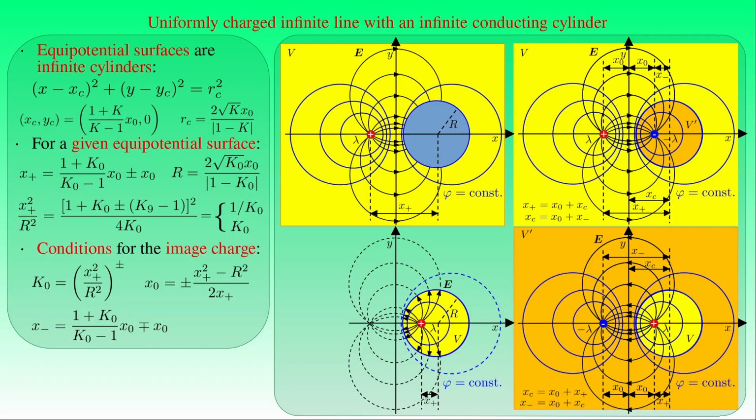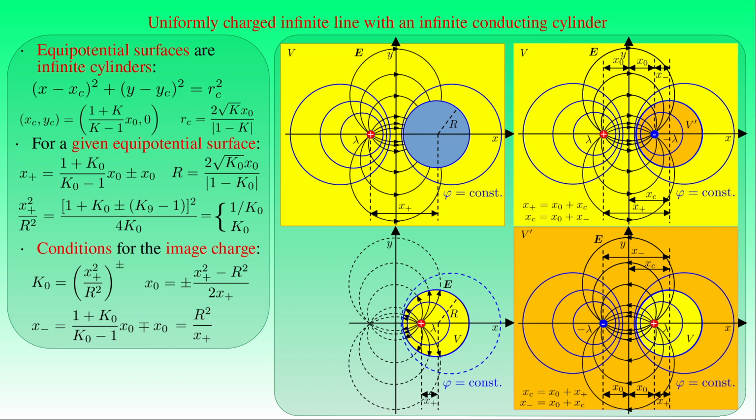By inserting the expression obtained for x naught into the right-hand side of this equation, we find that the distance x sub minus of the image line charge from the center of the cylinder is given by the square of the radius r of the cylinder over the distance x sub plus of the line charge from the center. In other words, the scaling factor between the distances of the line charge and its image from the center of the conducting cylinder is given by the square of the radius of the cylinder.